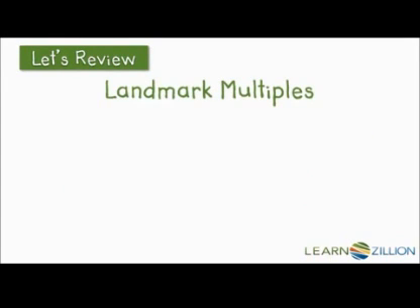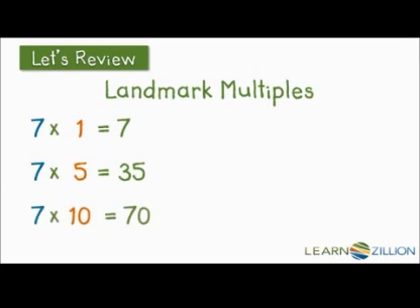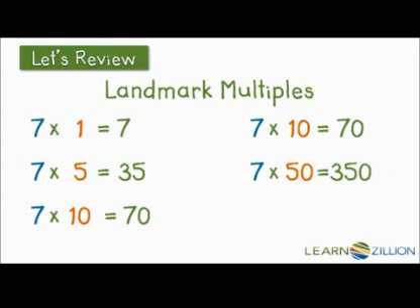Let's review multiples, and in particular, I want to introduce you to the idea of landmark multiples. You know that one group of 7 is 7, 5 groups of 7 is 35, and 10 groups of 7 is 70. Using the extensions of these three facts, so thinking that if one group of 7 is 7, then 10 groups of 7 is 70, 50 groups of 7 is 350, and 100 groups of 7 is 700. Using these landmark facts will help us get close to our dividend, saving us time and steps.